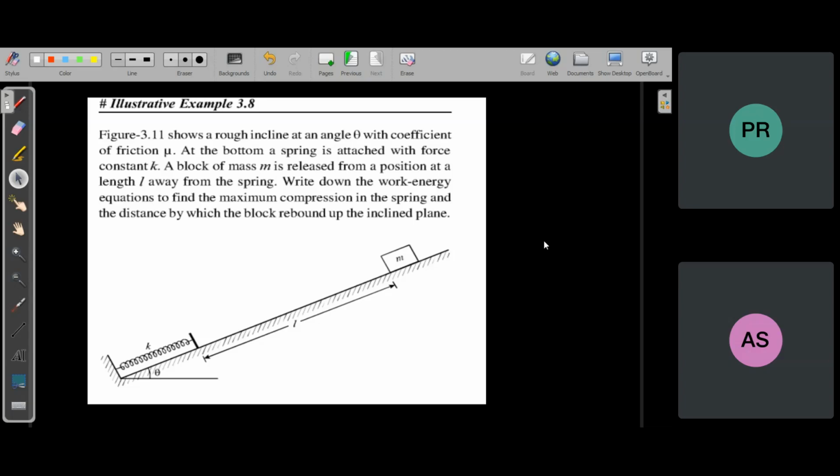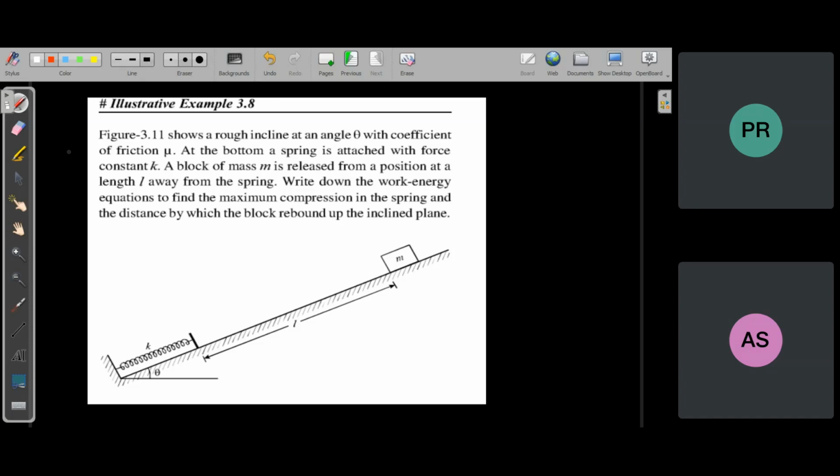So the work energy equation will be half kx squared minus mg sin theta into x plus l dash, minus mu mg sin theta into x plus l dash.